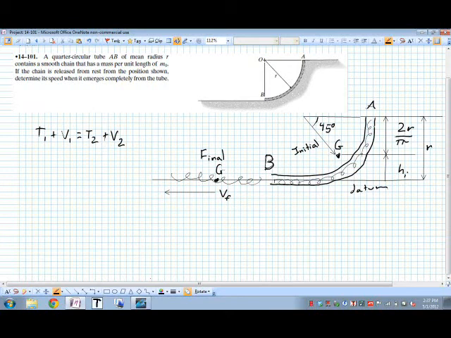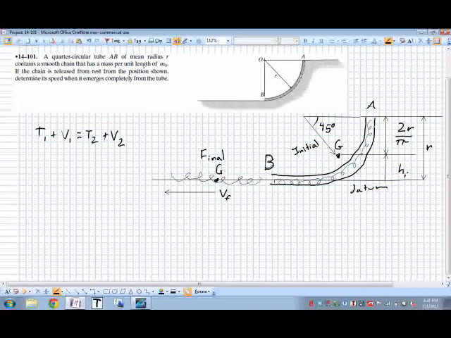So here we have problem 14-101. It is a chain in a circular tube with no friction. Initially the chain is at rest and then the chain is going to slide out of the tube. We want to find the velocity when the chain is completely out of the tube.